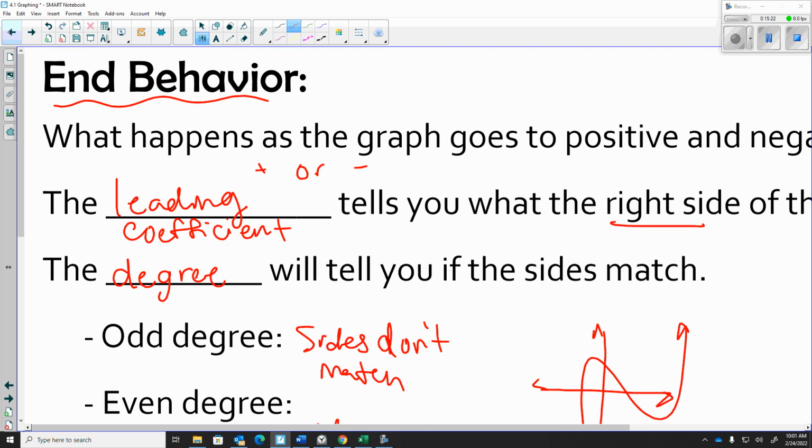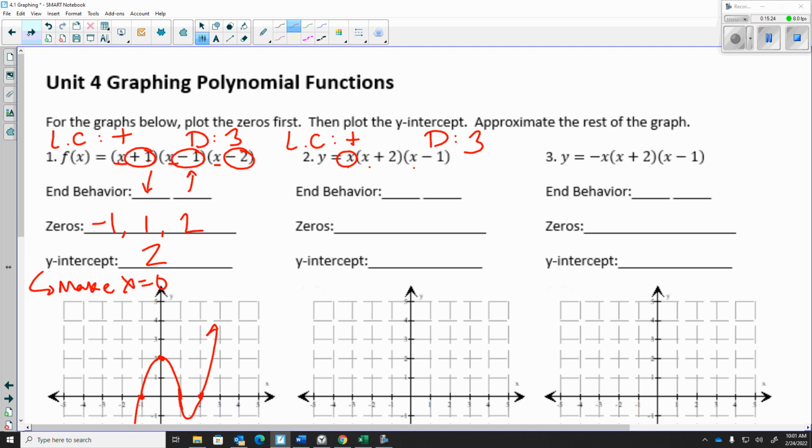Leading coefficient tells you what the right side is doing. It's positive, so what does that mean? The right side's going up. To find the left side, we have to think about the degree, and this is where the football ref comes in. The degree is odd. Odd, football ref does not know how to signal touchdown. The sides don't match, right?